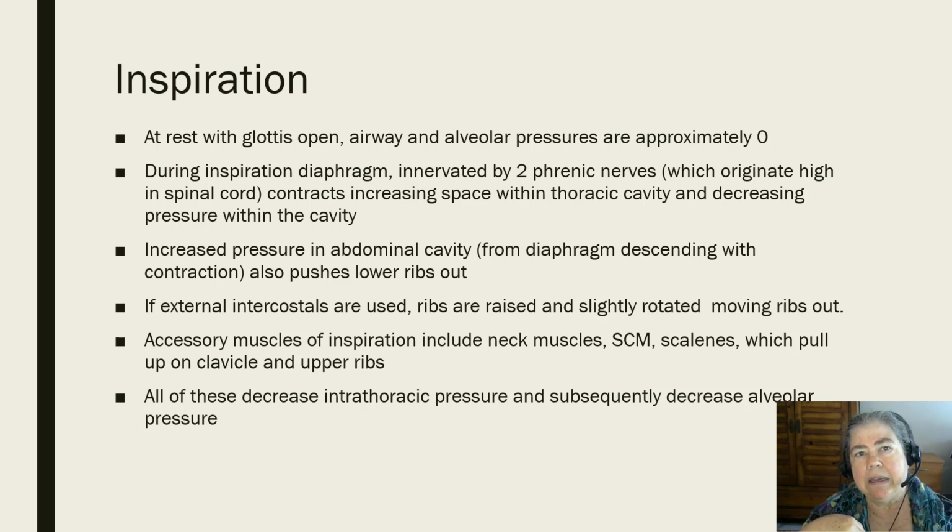The diaphragm is innervated by the phrenic nerve, and the two diaphragm muscles are separately innervated. So if you have one diaphragm paralyzed, you can still breathe, but you will only be effectively using the diaphragm on one side. When the diaphragm contracts and descends, it increases the pressure in the abdominal cavity, which pushes out the lower ribs. So that again helps with inspiration.